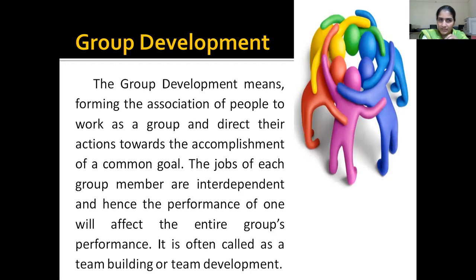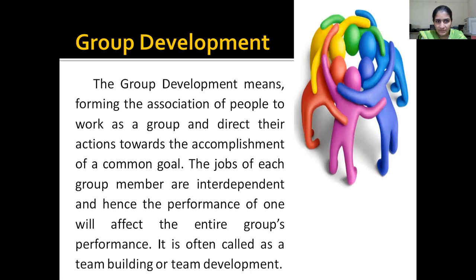Now, group development is like forming an association of people, like we are coming together and forming an association, so that will constitute a group. It might be for direct action or for planning purposes towards accomplishing a common goal. So they will be setting a common goal, and to achieve that common goal they are coming together in an association, and that association has been given some formal group name.